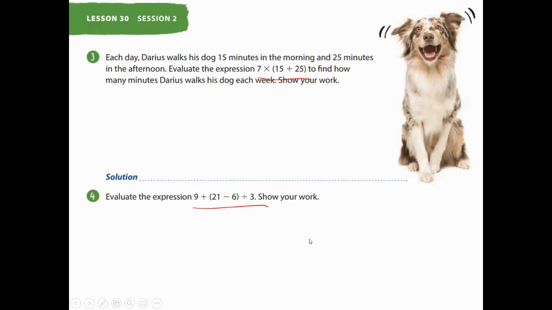On number 3, we have 7 times, and that is 15 plus 25. All right, so again, we are doing parentheses first. So we have 7 times 40. 7 times 40 is going to be 280. That's going to be my answer there.